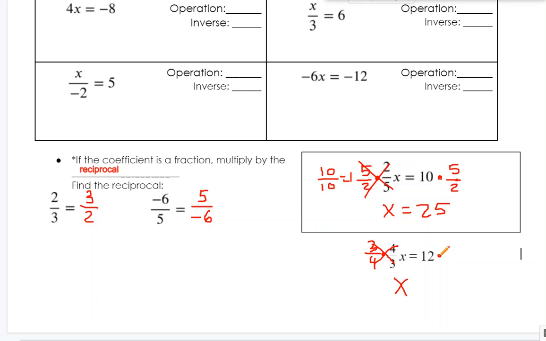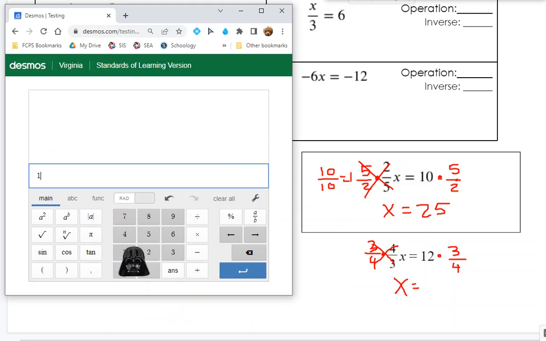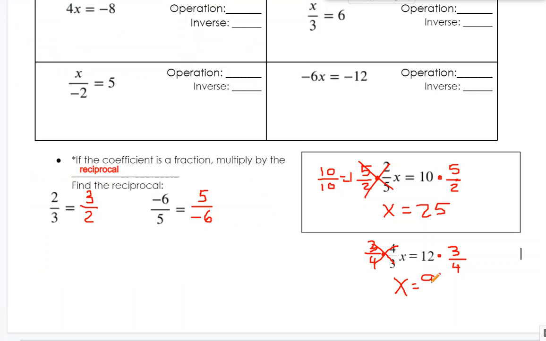And I'm going to times that to the other side. So I'm going to do 12 times 3/4. All right, so then that's going to leave me with my answer. X equals what? I don't know. 12 times 3/4. Let's put that in the calculator. 12 times 3/4 gives me 9. So X equals 9.